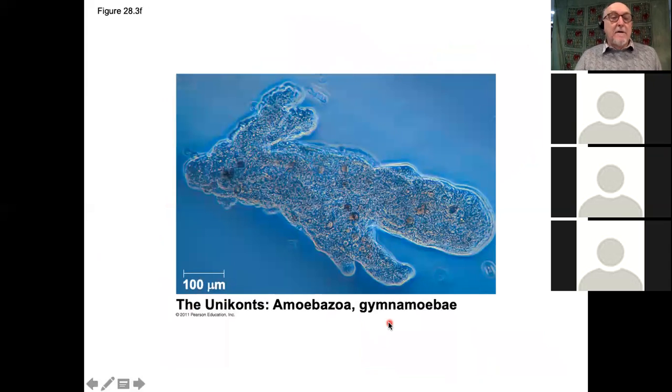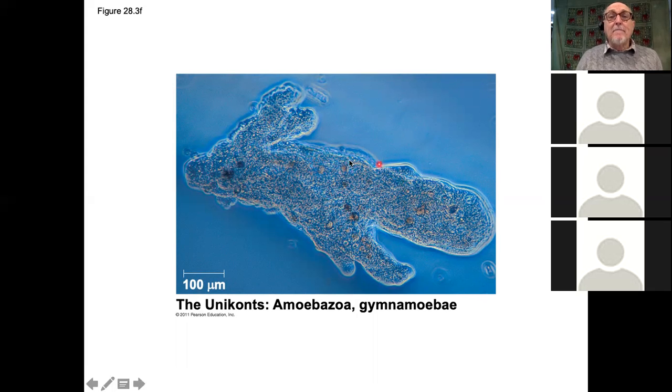So here's the next group in the Unikonta, and this is probably more familiar to you. This is the common amoeba. There are many, many different amoeba in freshwater, soil, and marine systems, and the amoeba, characteristically, are individual single cells like this. This one is moving in this direction here, and this here is the pseudopodium being pushed out. Pseudopodia means false foot, and here it is being pushed out in front so that the cell locomotes.